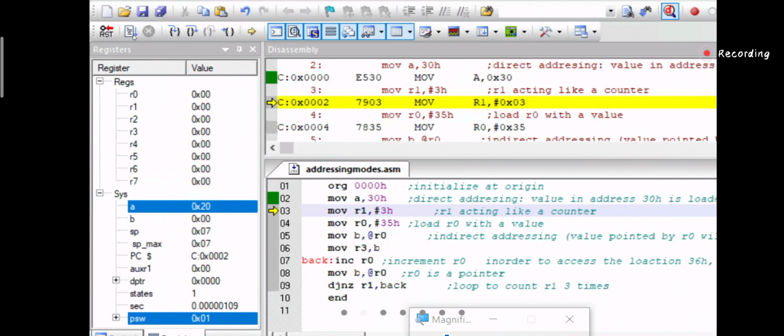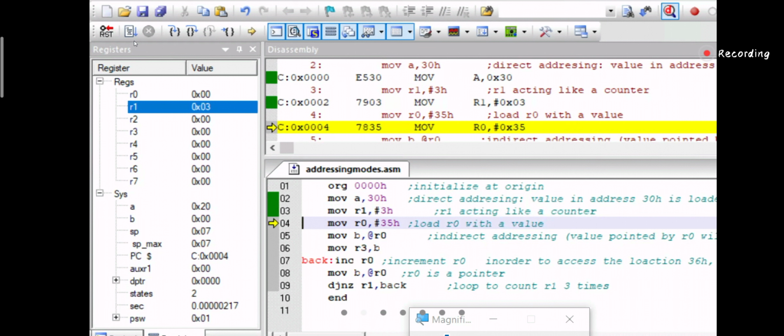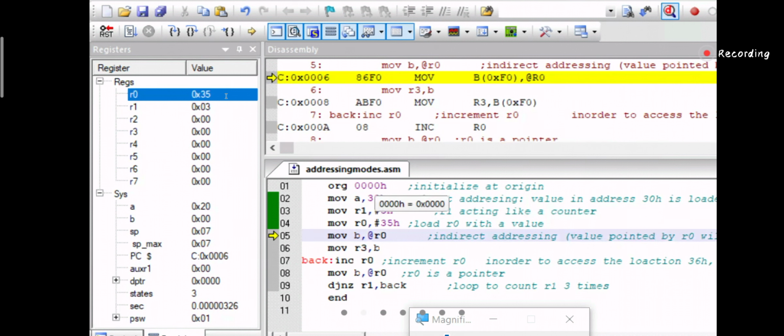R0 will get 35. So R0 will change to 35. This value will change to 35. Okay, R1 is 3, so the R1 value will change to 3. R0 value will change to 35.